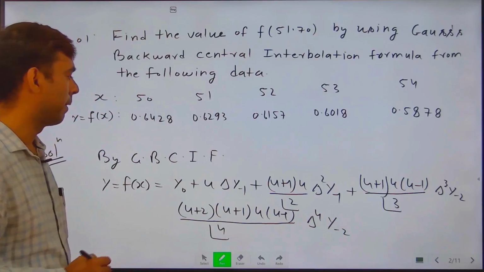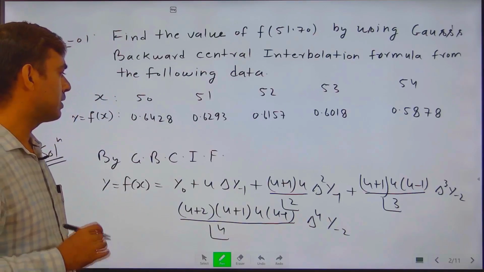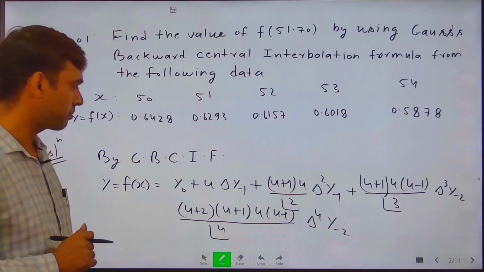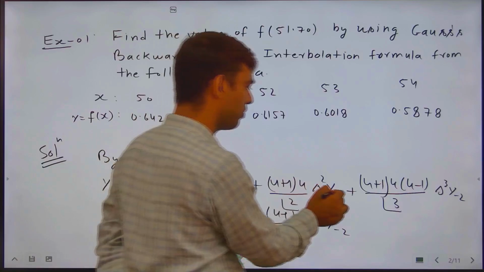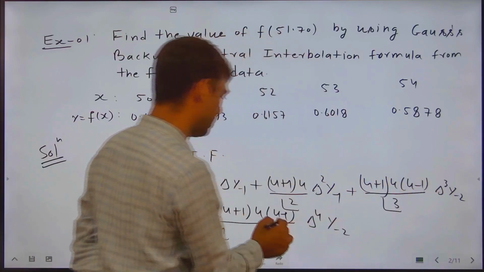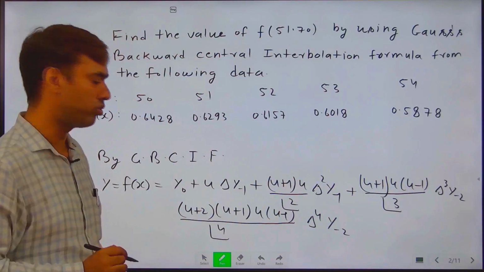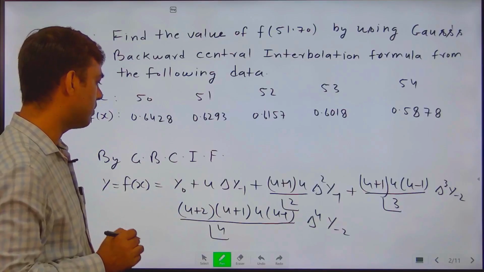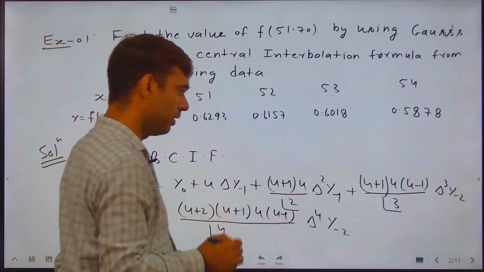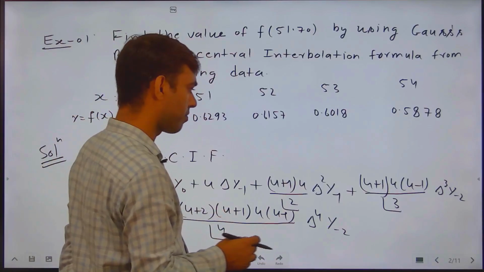This one is the Gauss backward central interpolation formula. It means we need the values of y0, y_{-1}, Δ²y_{-1}, Δ³y_{-2} and Δ⁴y_{-2}, and the value of u. So, how do we calculate the value of u?